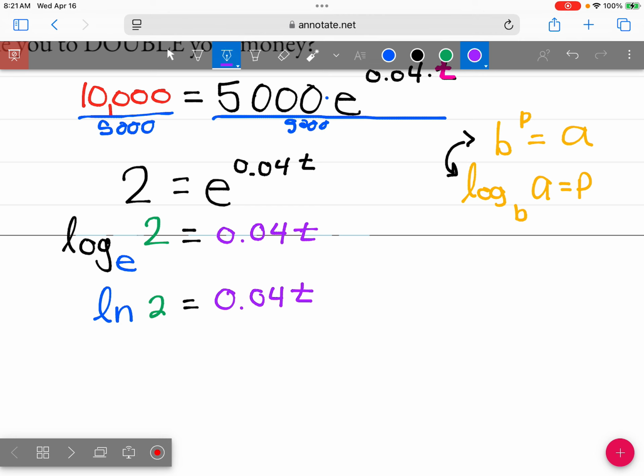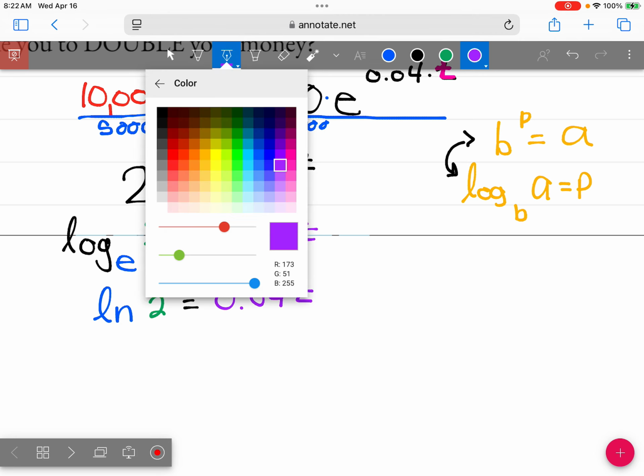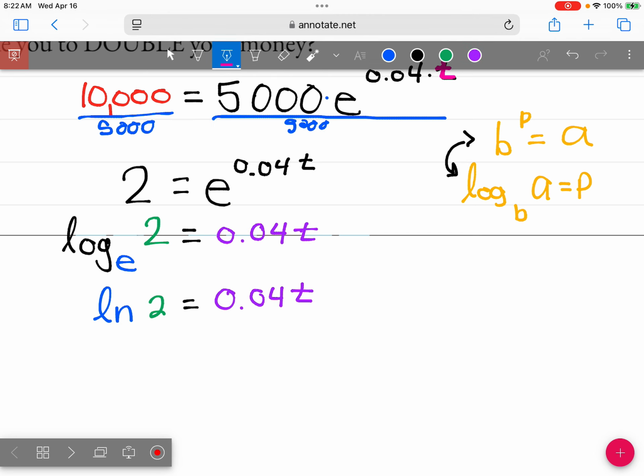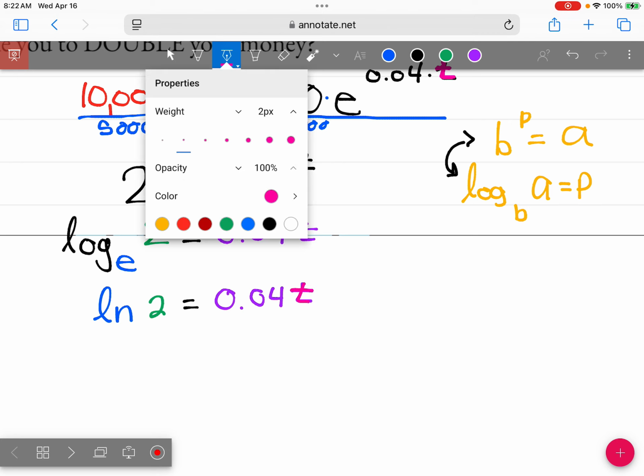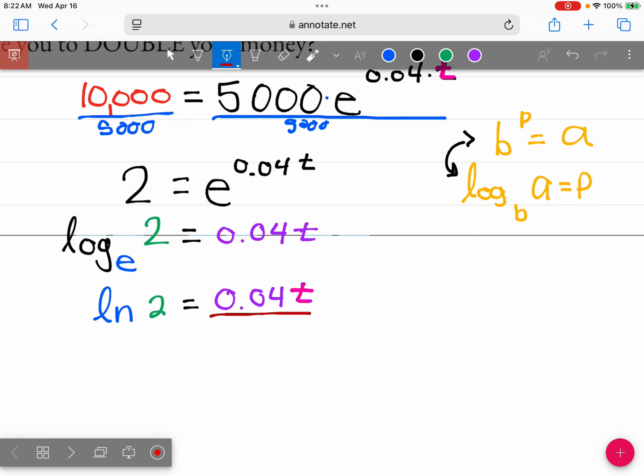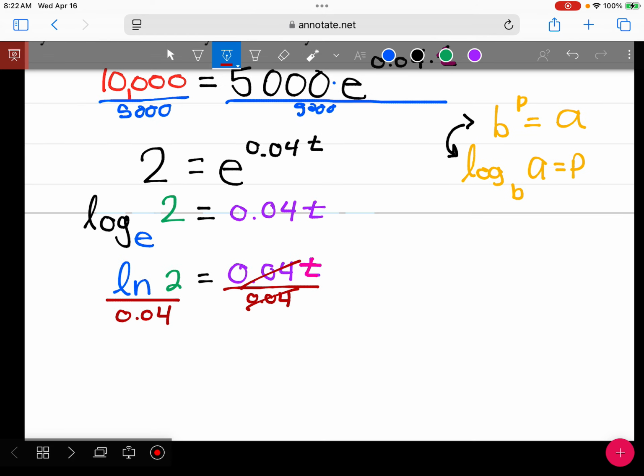We're still trying to get t by itself. I want to know what t is. What can I do to get t by itself? Yes. We are going to need to divide by our 0.04, because I want this to go away from the t. But whatever we do to one side, we do to the other, and we get 0.04 over here.